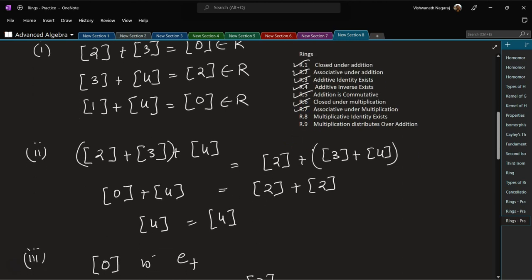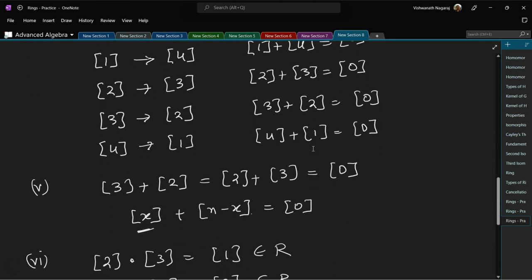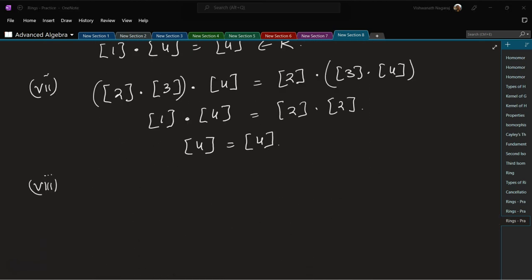Now let's look at the next condition. Multiplicative identity exists. Now does it? Now the multiplicative identity is 1. Is the multiplicative identity.